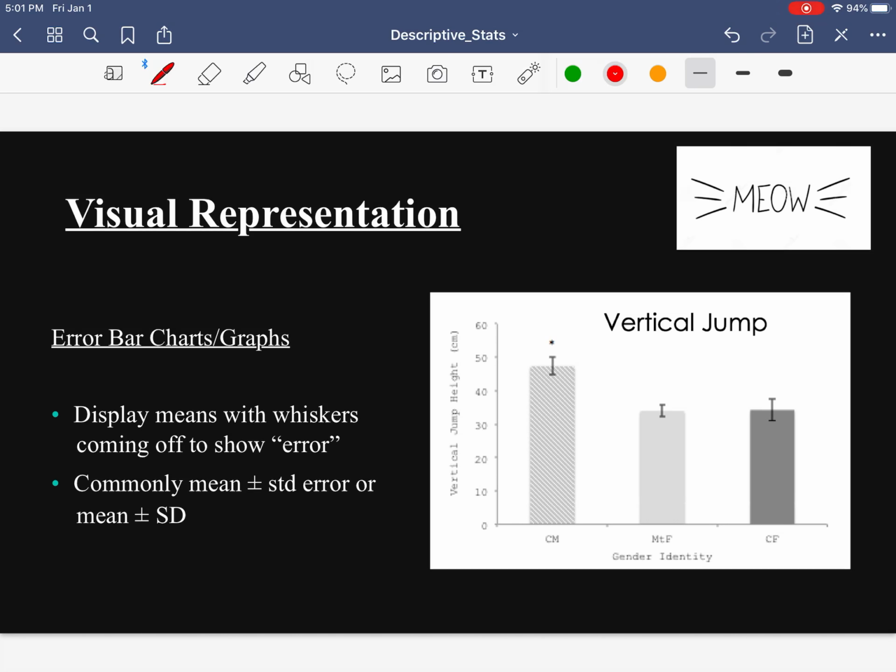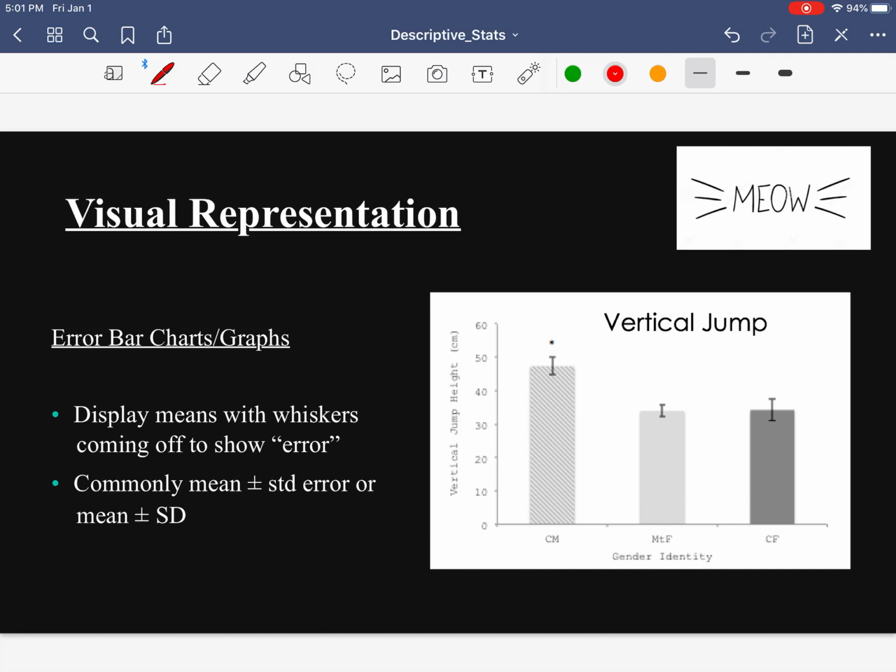All right. We can also utilize visual representations of these measures of variance, right? Standard deviation and variance. So a good example of that is an error bar. And here's a good example. So here we're seeing a visual representation of vertical jump heights in centimeters across gender identity.